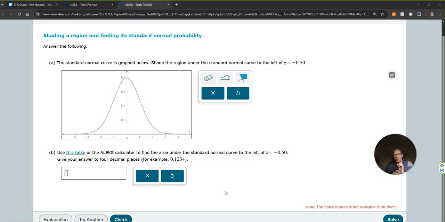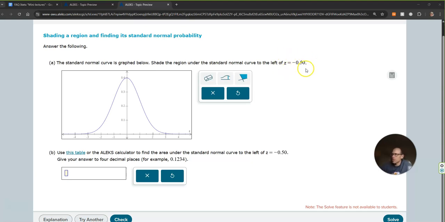So our mean is at 0, our standard deviation is 1, and that gives us the standard normal distribution that we see here, sometimes called the Z distribution. And you'll see some other symbols in different math contexts. But here we have the curve graphed, and we want to know what portion of this standard normal is to the left of z equals negative 0.50.